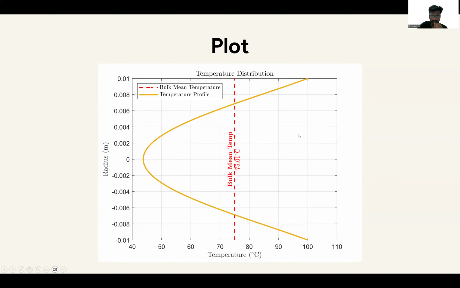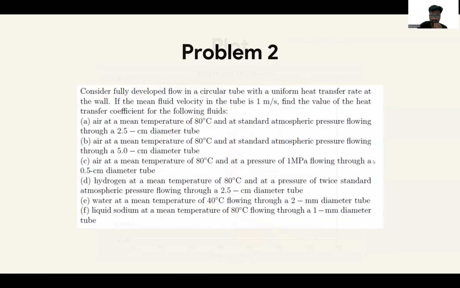This C-shaped curve is the expected one for the temperature profile, and we can intuitively see that the minimum temperature is around 45 and the maximum temperature is 100. It can also be calculated from the temperature profile, and we can see that the bulk mean temperature is around 75 because it is in the middle. It is the average of the temperature between the inlet and outlet temperatures. So this gives the bulk mean temperature to be 75.01. So this is about problem one.